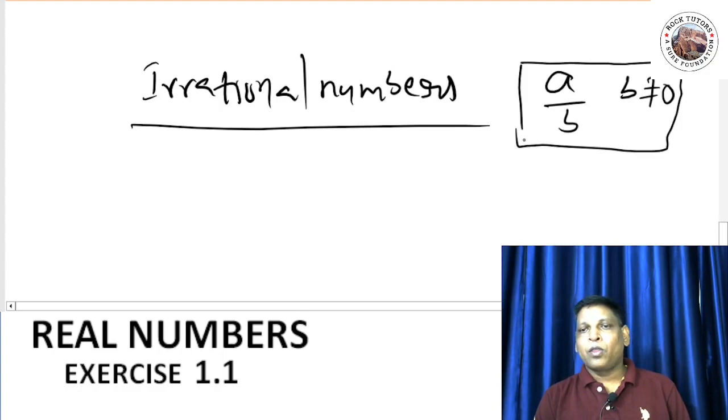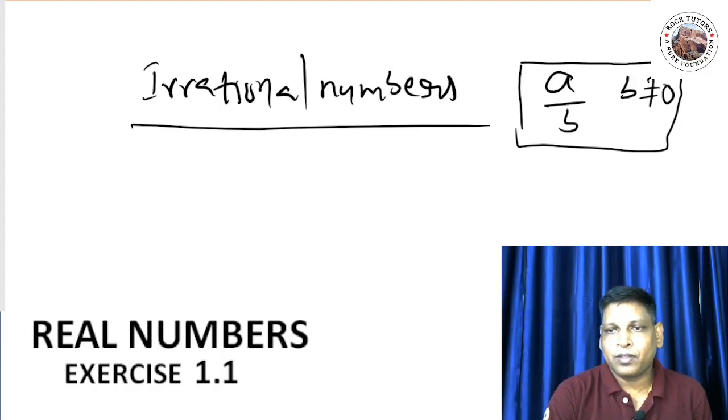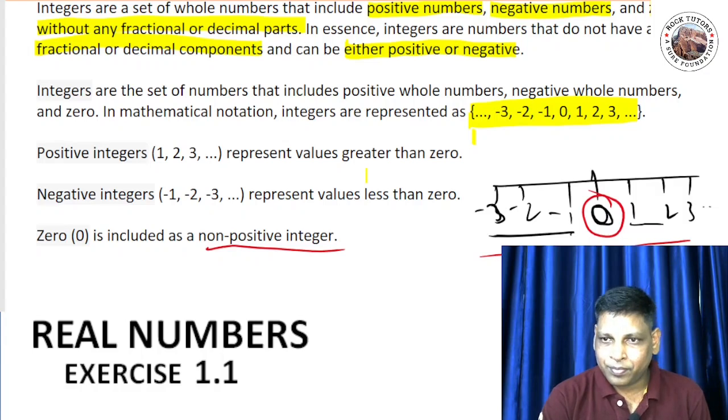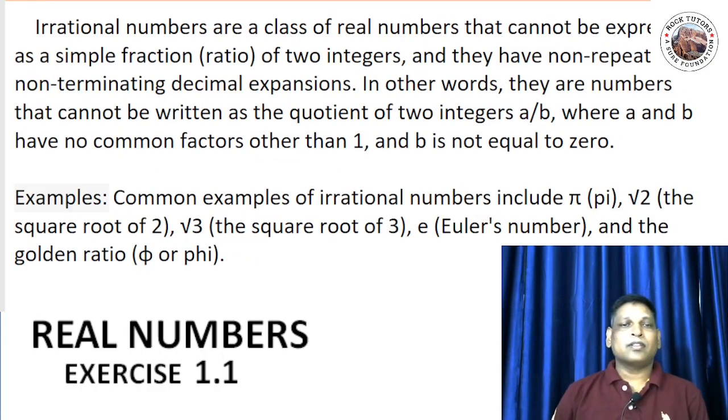You see, what are the irrational numbers? We'll see them one by one with examples, by definition. So here, irrational numbers are a class of real numbers. These are the part of the real numbers that cannot be expressed as a simple fraction, a ratio of two integers, and they have a non-repeating, non-terminating decimal expansion.